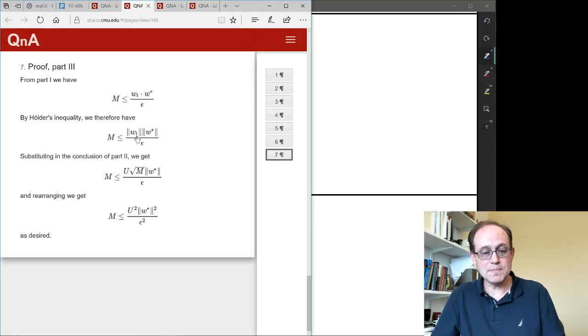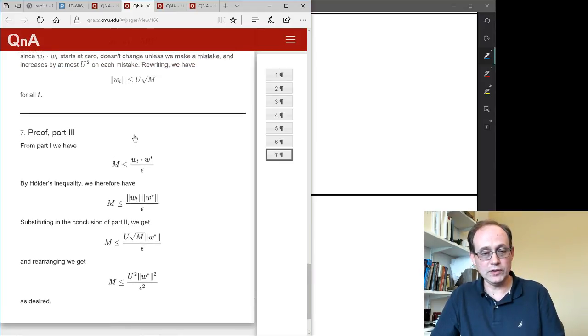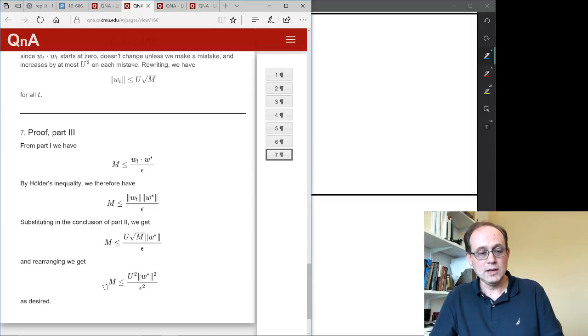And then we bounded the norm of wt before. So here's the bound on the norm of wt from part 2 of the proof. We can just substitute that in and get this. And now we can rearrange a bit. We divide through by the square root of m and then square both sides, and we get this expression. And that was the expression that I promised we were going to prove.